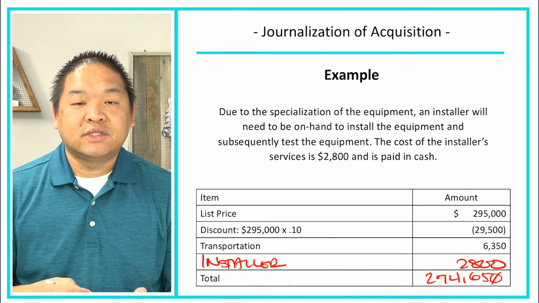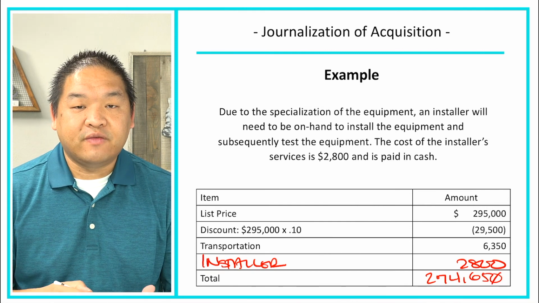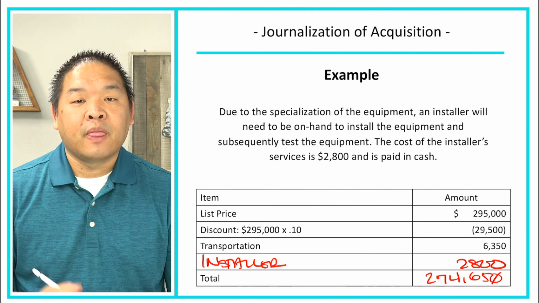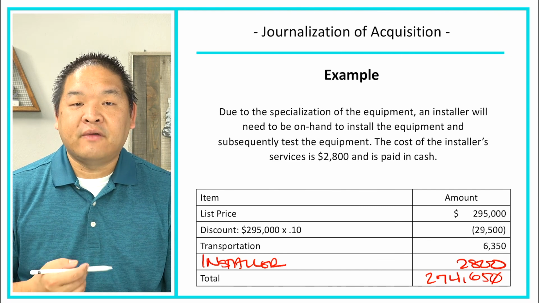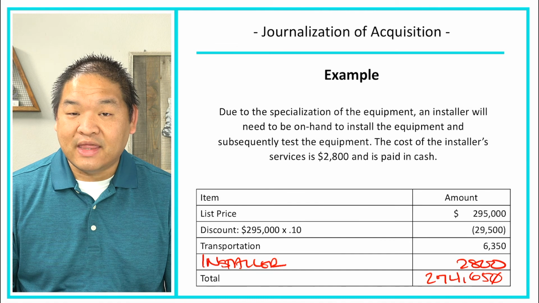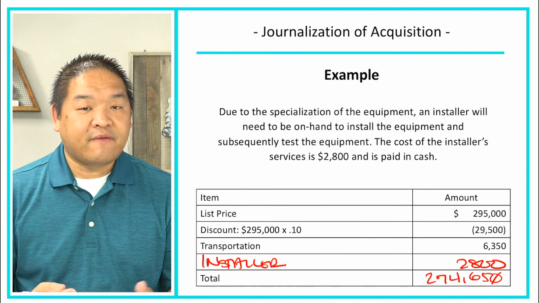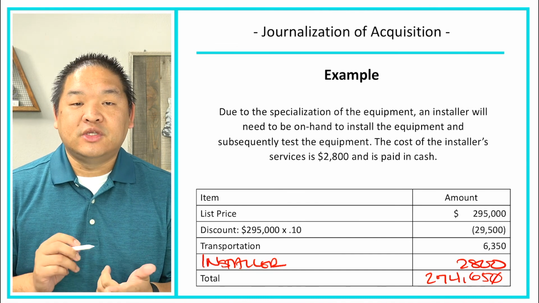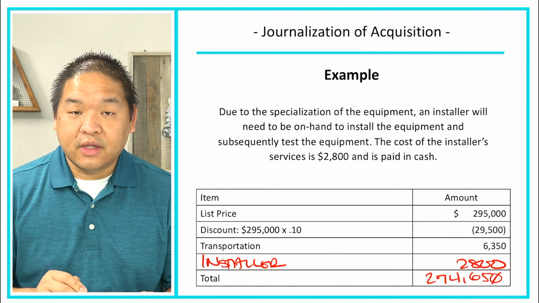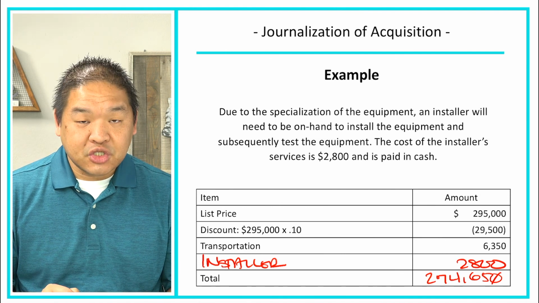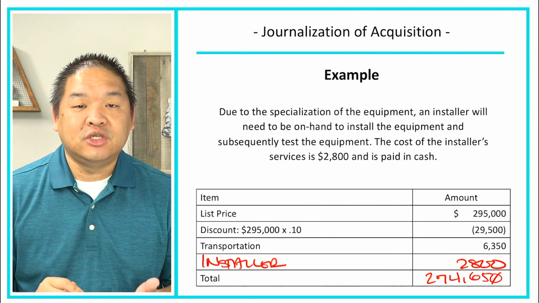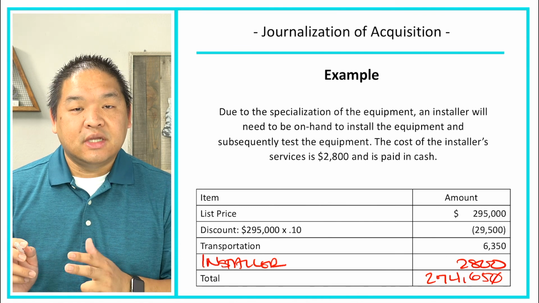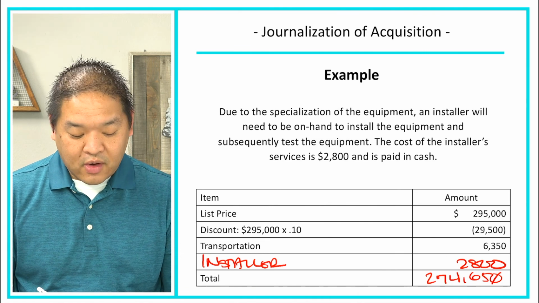So the acquisition cost of this asset is $274,650. It started with a list price of $295,000. We got a 10% discount of $29,500. So we'll subtract that from $295,000. However, we do have some costs associated with transporting that asset to our site, as well as installing it to make sure that it's ready for its intended use. All of that being included gets us to $274,650.